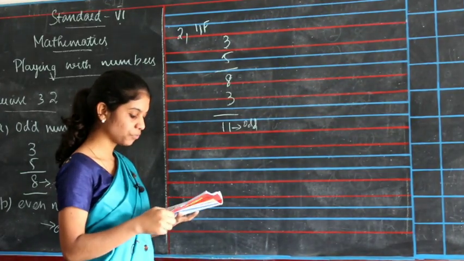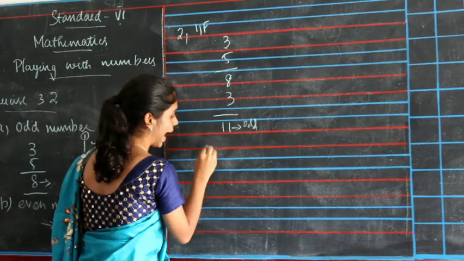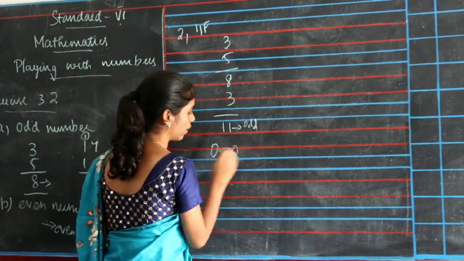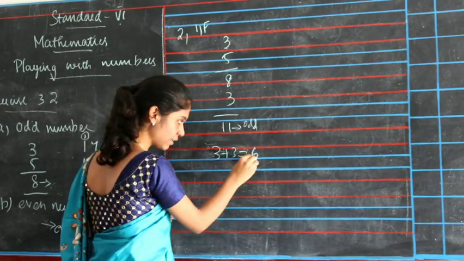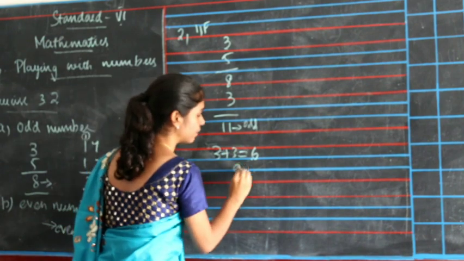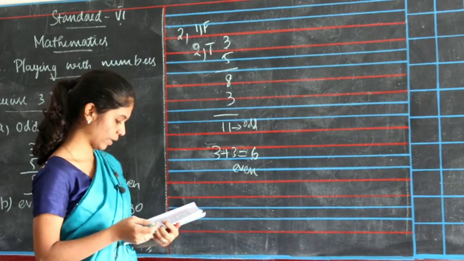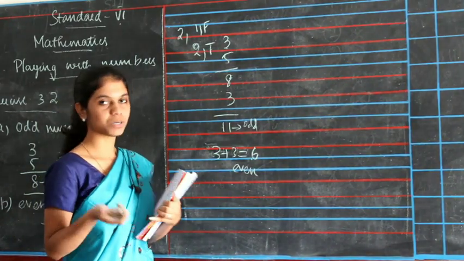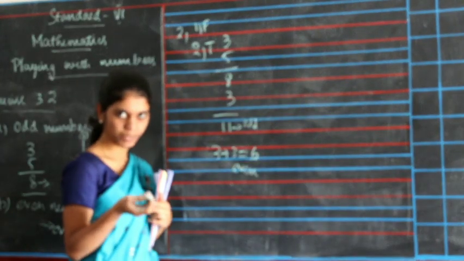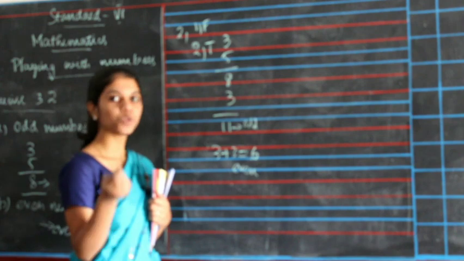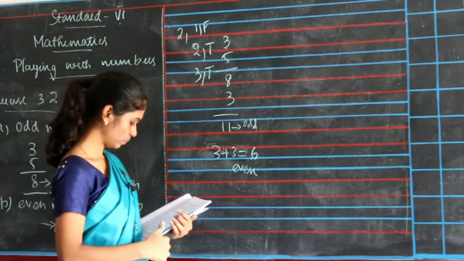Second one, the sum of two odd numbers and one even number is even. Yes. If you add one odd number plus one odd number, 3 plus 3 will give you 6. If you add an even number with an even number, you will get an even number. So the second one is true. Third one, the product of three odd numbers is odd. Yes, if you multiply two odd numbers, you will get an odd number, and then if you again multiply it with an odd number, you will get an odd number only. So the third one is true.